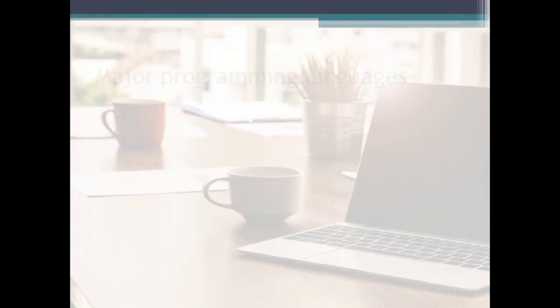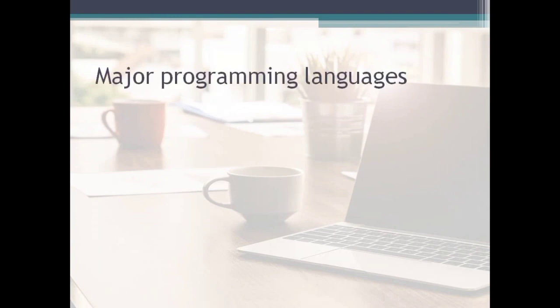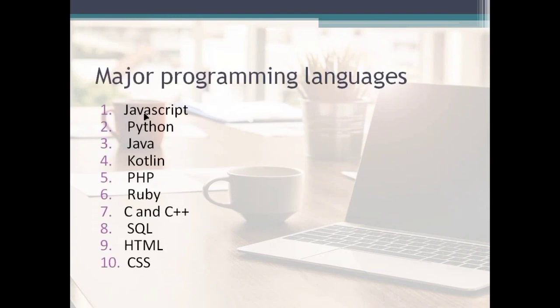So now let us see major programming languages. First of all we have JavaScript, secondly Python, Java, then Kotlin, PHP, Ruby, C and C++. Actually C and C++ are the low level languages. Then SQL, HTML and CSS. So these are the major programming languages which are essential to learn. Everyone who wants to code in their future career must have a strong base in these languages.